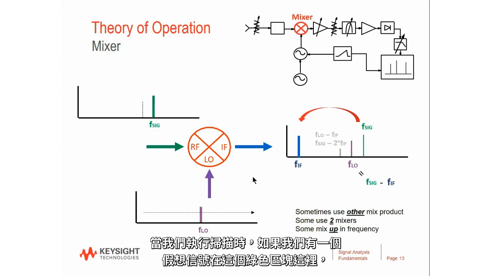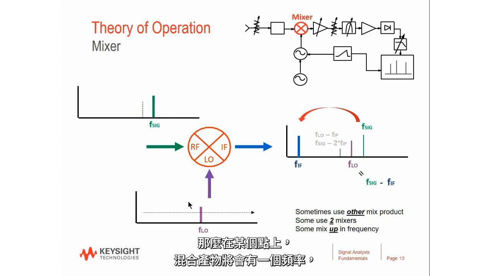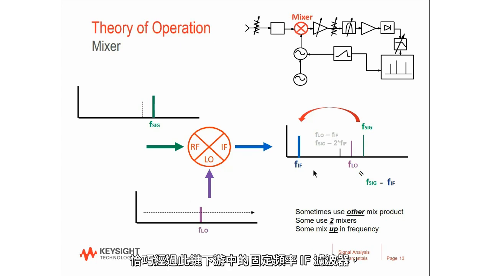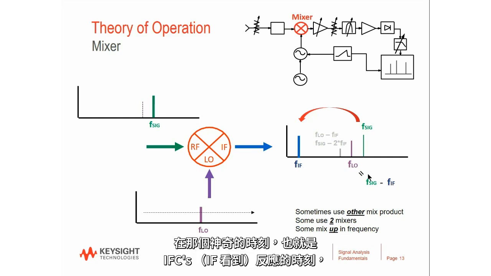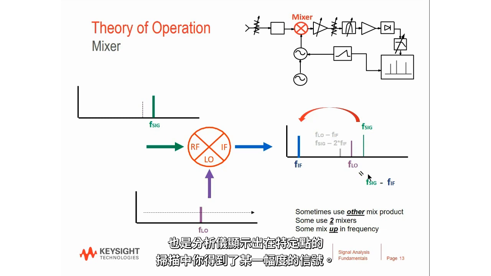Well, as we execute this sweep, if we had an imaginary signal at this green bar here, at some point the mixing product will have a frequency that just happens to go through the fixed frequency IF filters that are downstream in this chain. And that moment happens when the frequency of the LO is equal to the frequency of the signal minus the IF frequency. So at that magical moment, that's when the IF sees a response, and that's when the analyzer shows you that you've got a signal of a certain amplitude which appears at that particular point during the sweep.